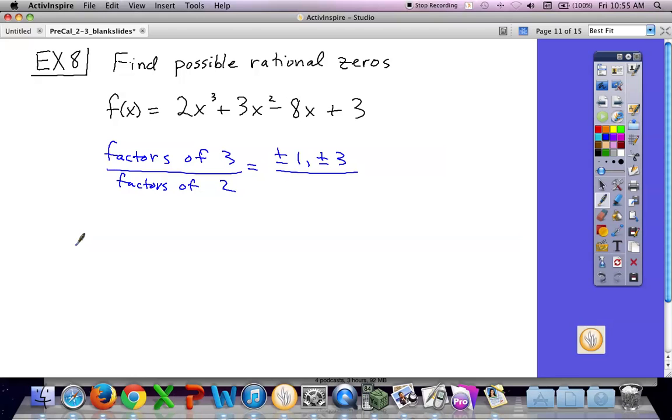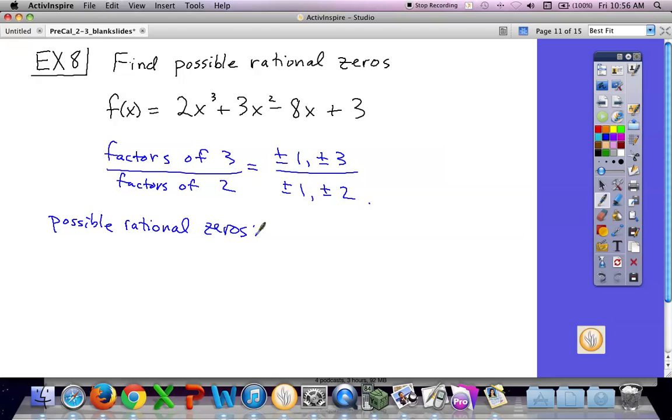right? In the same way, then, what would you say are the factors of 2? Plus or minus 1, plus or minus 2. Okay, so the possible rational zeros are going to be some combination of the factors in the numerator divided by the factors in the denominator, right? Possible rational zeros. So just take all the combinations you can, right?